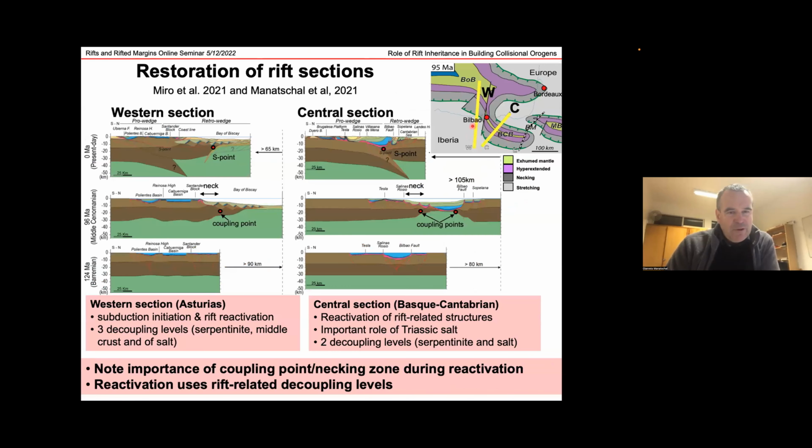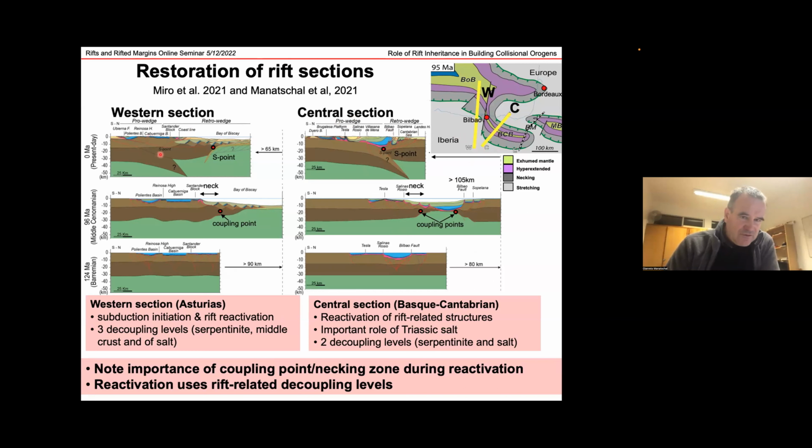So I will bring you first to the Basque-Cantabrian basin, the Mauléon basin, and the termination of the Bay of Biscay. So the green is the mantle, violet is the hyperextended domain, dark gray is the necking domain, and here you have two sections. The western section, which is through the Asturias, and the central section here, that is through the Basque-Cantabrian basin.